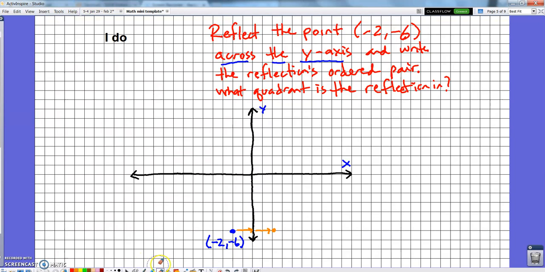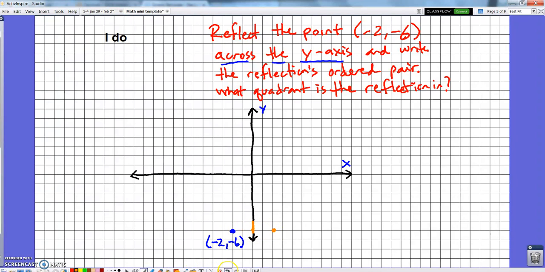Now again, you don't have to draw those. Let me shrink my eraser here. You don't have to draw these. These are just to help me find it. There we go. But again, if we're reflecting across the y-axis, like if we put a mirror on the y-axis, it would see itself that far away on the other side.